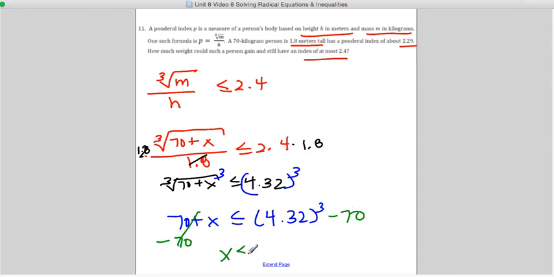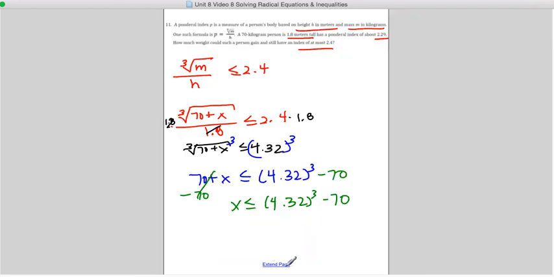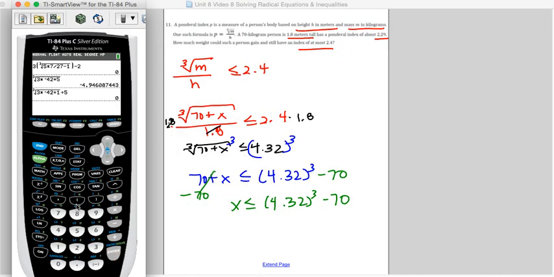So x is less than or equal to 4.32 cubed minus 70. So let's just figure out what that is on our calculator. Parentheses 4.32 to the third power. So to the third, make sure you arrow over to get out, minus 70. So my answer is 10 point, and I always round to 3 decimals, 6.2. This 5 tells me to round this up, so 10.622.